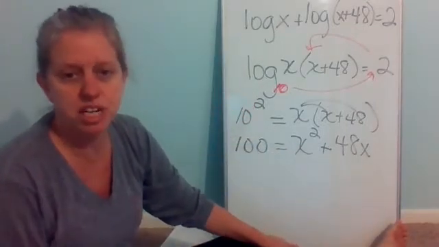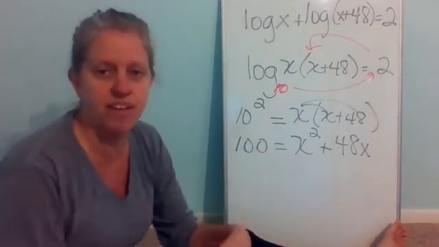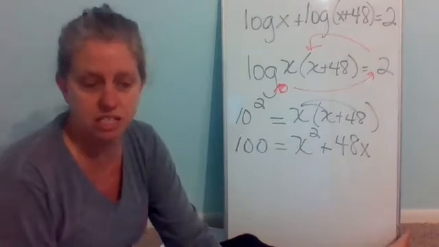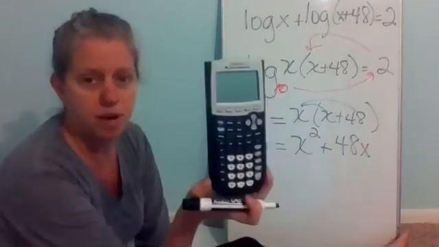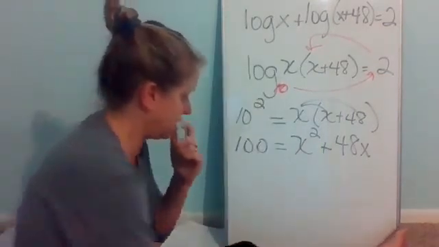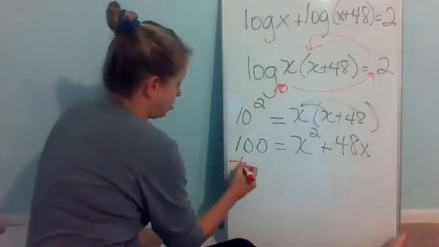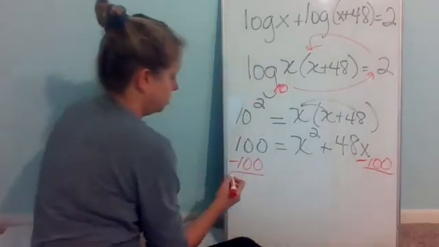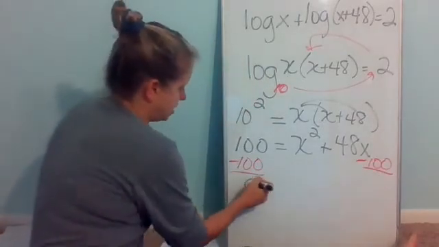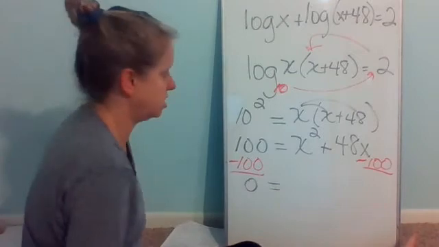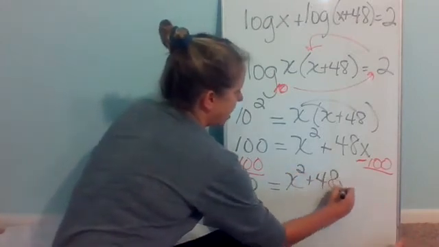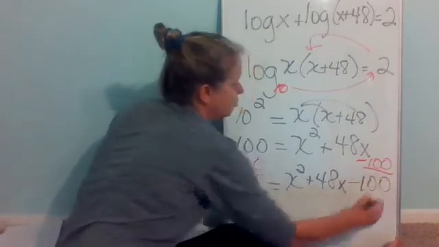And then I have a couple options. I can either factor it and set my factors equal to 0, or where can you always take quadratics to be solved? Your quad program of your calculator. So let's see. The first thing I need to do is subtract 100. So now I have 0 equals x squared plus 48x minus 100.